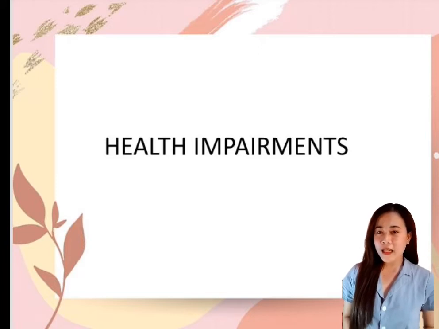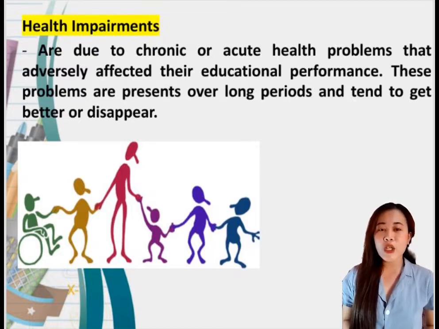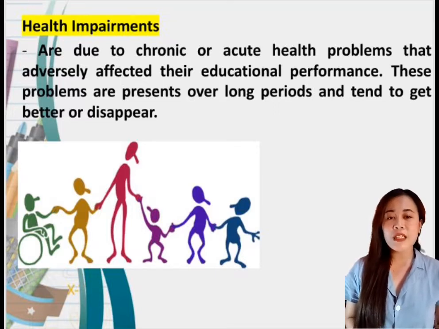First, what is health impairment? Health impairments are due to chronic or acute health problems that adversely affect students' educational performance. These problems are present over long periods and tend to get better or disappear. Most health impairments are chronic conditions. The students who have these conditions have limited strength and vitality, which results in limited alertness to the educational environment.